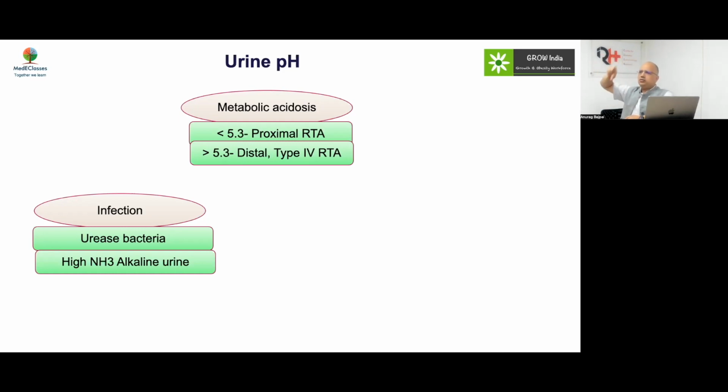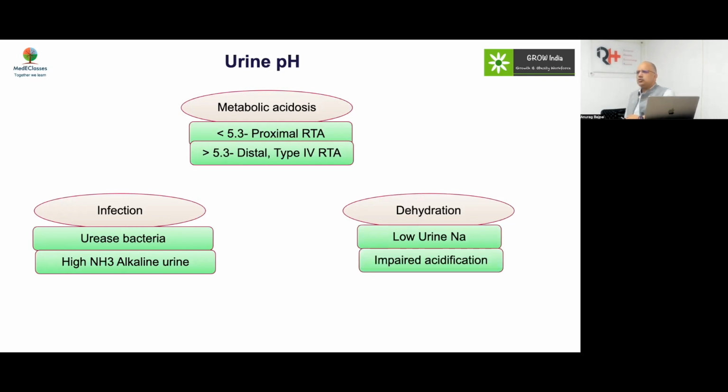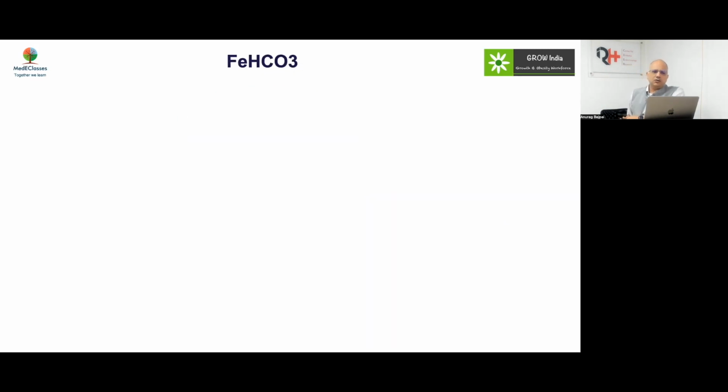So whenever you're using urinary pH, you have to look at two things: urine routine microscopy to exclude UTI and a urinary sodium to exclude dehydration. If somebody is dehydrated and if somebody has a urine infection, your levels of urine pH will not be reliable in that regard. So dehydration, again, low urinary sodium, your acidification may be defective because sodium is required from that perspective. So before you really look into urine pH, look into urine RM and urine sodium. Only if they are fine, then you should go ahead with urinary pH.